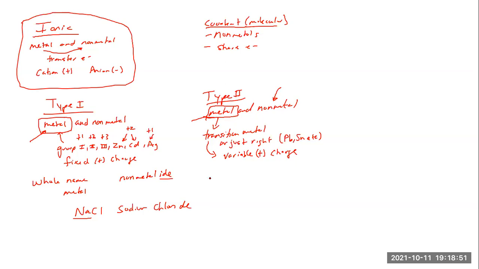And the naming is pretty much similar. We use the whole name of the metal. We still do the non-metal with the IDE at the end of it, but we use a Roman numeral in the middle of the two. The Roman numeral is the positive charge on one metal. So if you took just one positive metal out, what the positive charge would be on it.